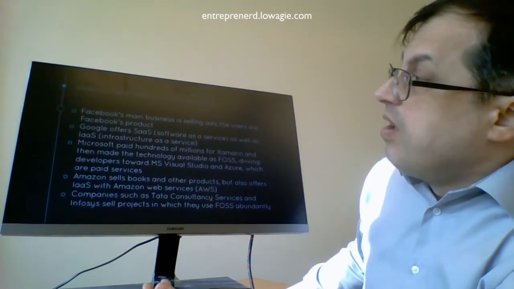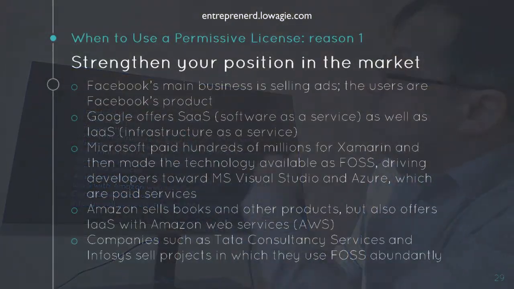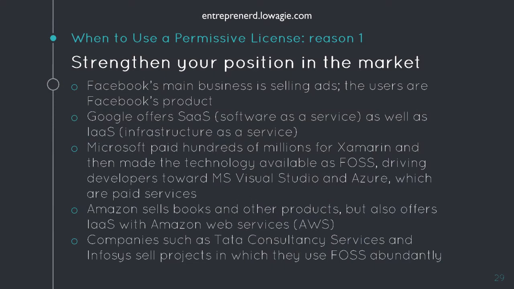Let's take a look. Facebook's main business is selling ads. The users are Facebook's product. Google offers SaaS as well as infrastructure as a service. Microsoft paid hundreds of millions for Xamarin and then made the technology available as FOSS, driving developers towards MS Visual Studio and Azure, which are paid services. Amazon sells books and other products, but also offers infrastructure as a service with Amazon Web Services. Companies such as Tata Consultancy Services and Infosys sell projects in which they use FOSS abundantly.